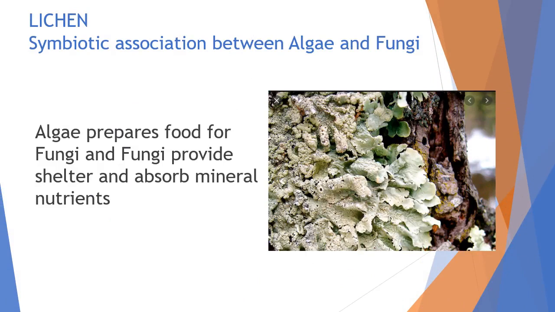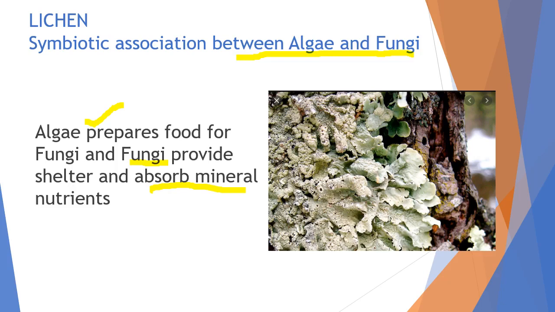Given the picture of a lichen here. So what is a lichen? This is a symbiotic association between algae and fungi. Now, what is the use of these two partners? What does the alga do? The alga prepares the food for the fungus. And what does the fungus provide? It provides the shelter and helps to absorb the mineral nutrients. Clear? So this alga cannot survive without the fungus and this fungus cannot survive without the alga. So that's why it is called a symbiotic association.